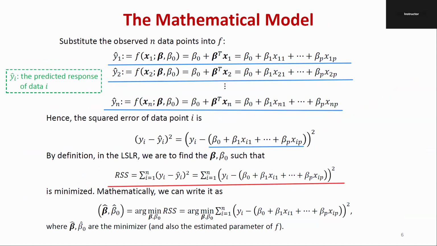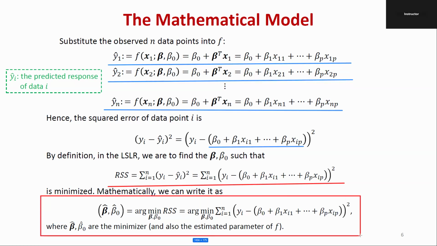Be very, very careful. Many people may consider x and y to be the decision variables. No, x and y are known. These are the known data from the observed data. By comparison, beta 0, beta 1, beta 2, till beta p are the real decision variables. You need to determine what beta 0, beta 1 till beta p should be such that my RSS can be minimized. Mathematically, we can write it this way.